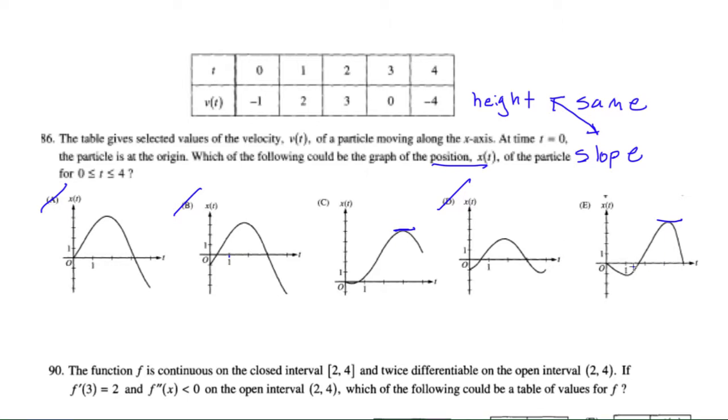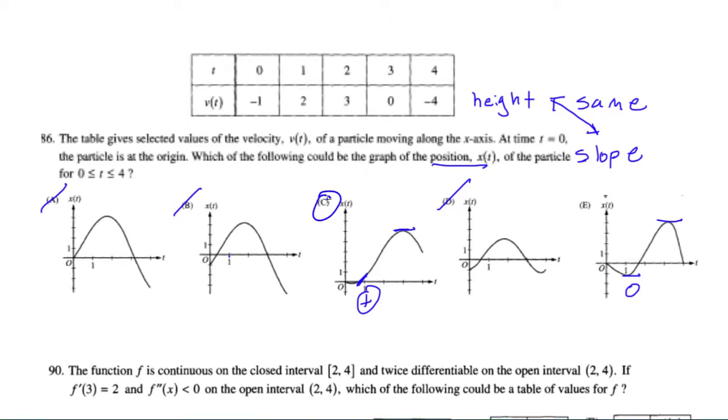The biggest thing that I see between these two graphs is the slope at 1. The slope at 1 is positive here. The slope at 1 is 0 here. So let's come back and look at heights. At 1, my slope was positive or 0? Positive. Which means the answer is C. There it is.